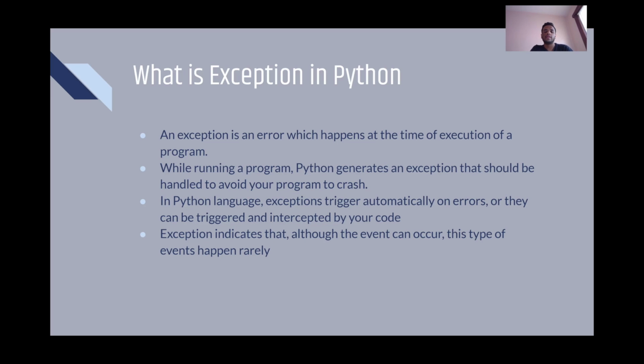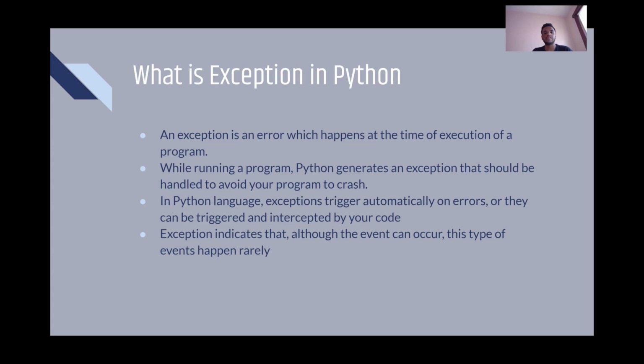In the Python language, exceptions trigger automatically on errors, or they can be triggered and accepted by your code. Python just does that always. With exceptions, we always need to remember that you're going to always have errors in your code. There's no perfect programmer in the world. Whenever something is mistyped, or maybe you capitalized a word which shouldn't have been capitalized, something happened in the Python code, and we all make mistakes. We're human beings, so there's no perfect programmer.